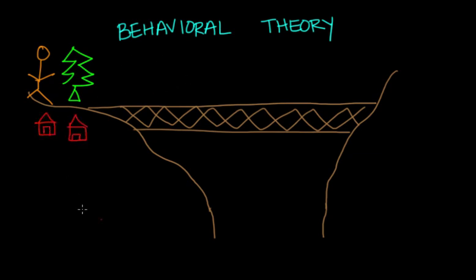So basically what I've drawn here is one island and another island and a bridge connecting both. And you'll see why I did that in a second. Okay, so the behavioral theory says that we interact with our environment, and it's also focused on observable and measurable behavior rather than mental or emotional behaviors. So there's different types of behaviors, and different theories focus more on one type of behavior over the other.